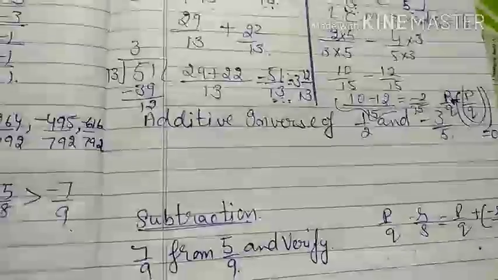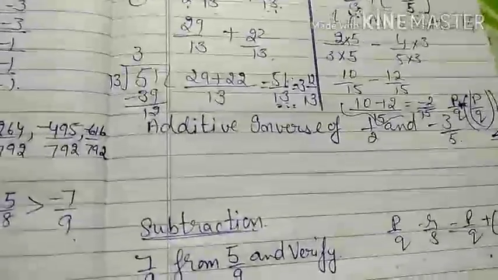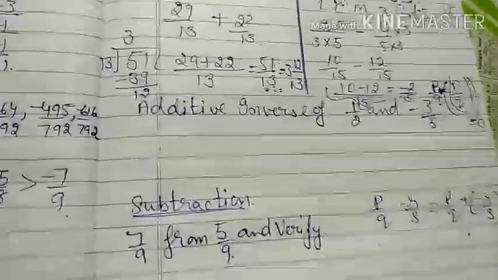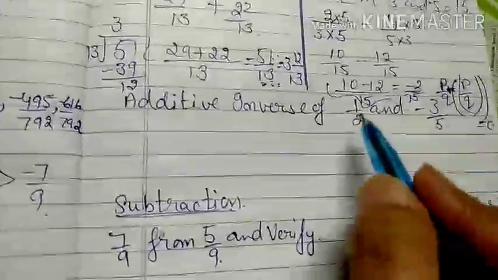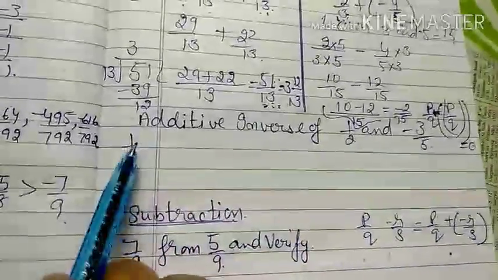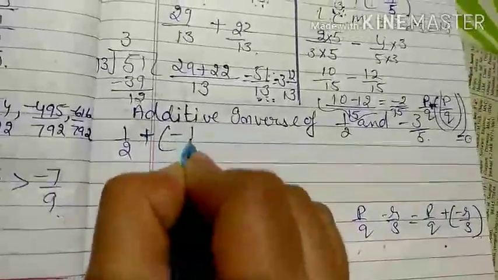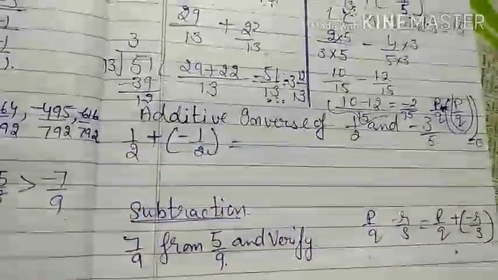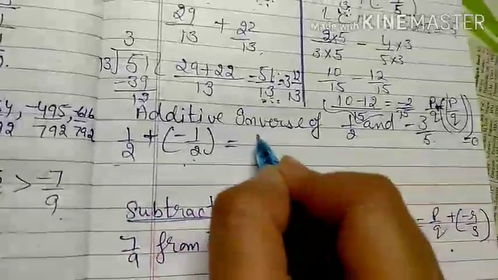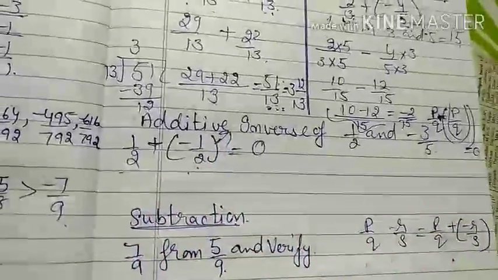Now next is, what is additive inverse? Additive inverse means that particular number which, when you add it to a given number, gives you the answer 0. Suppose I have 1 by 2. Which number do I have to add to 1 by 2 to get the answer 0? Obviously, the same number with the sign changed. If the same number is there, one positive and one negative, you can directly write 0. So that number we call the additive inverse.